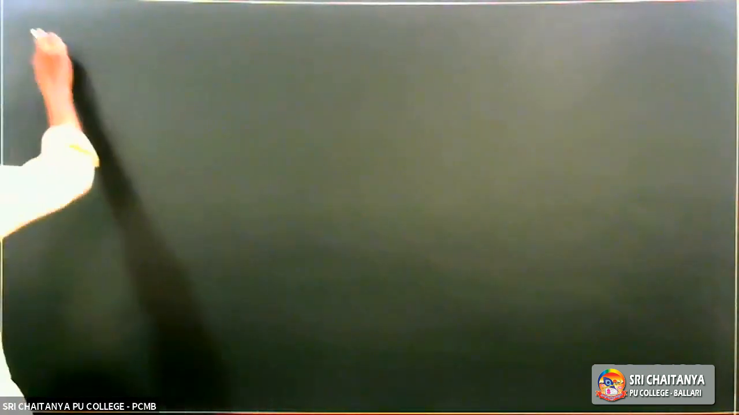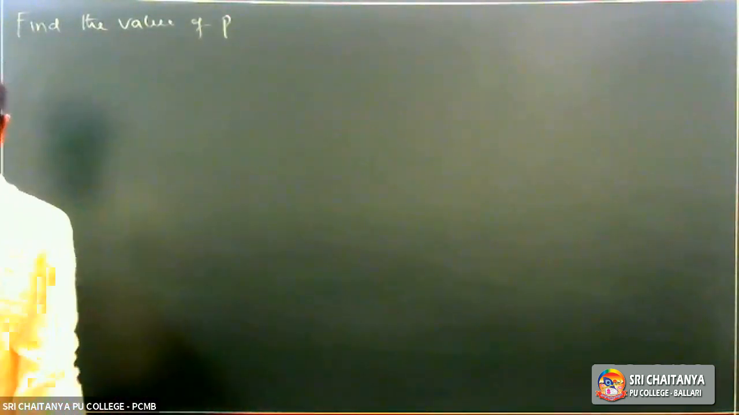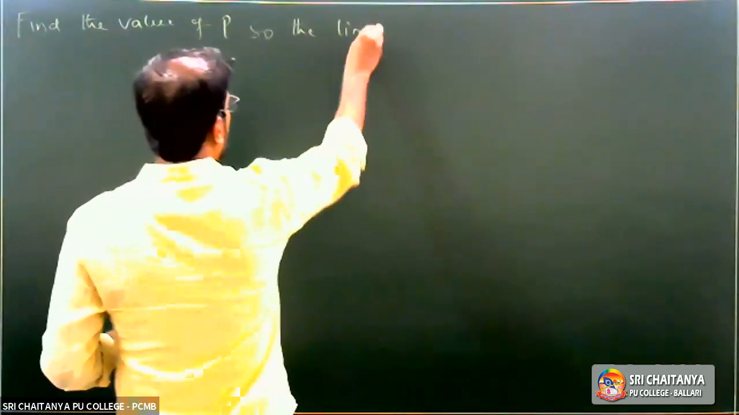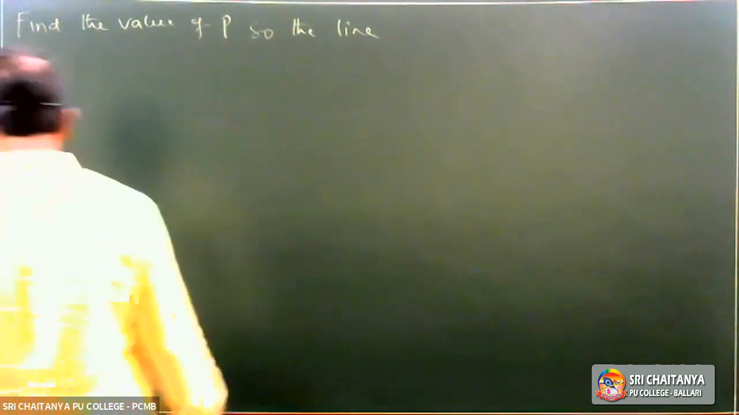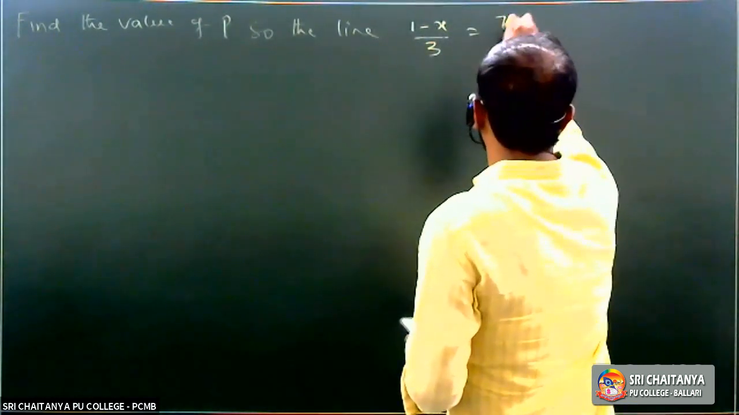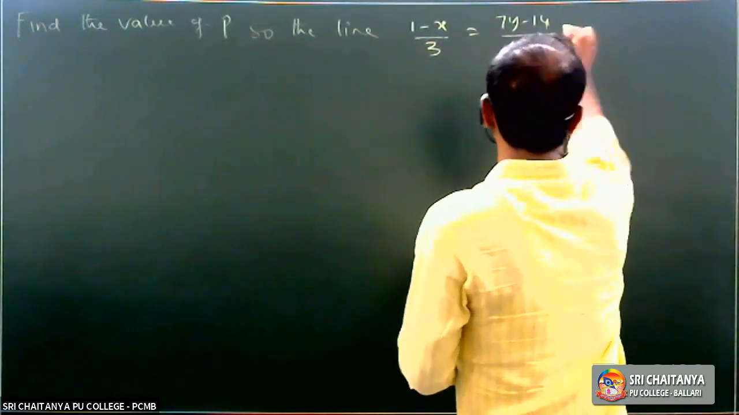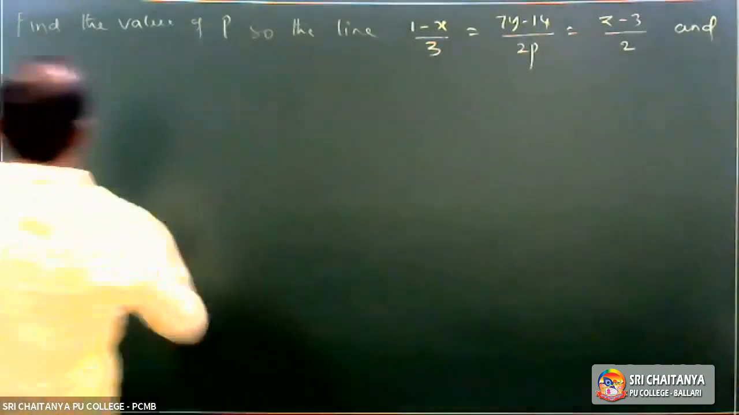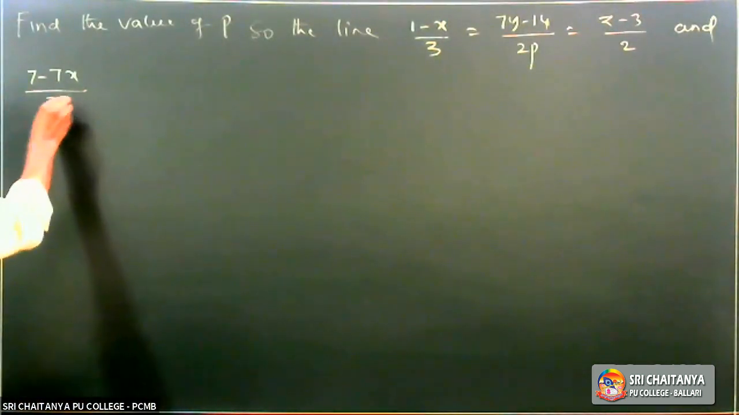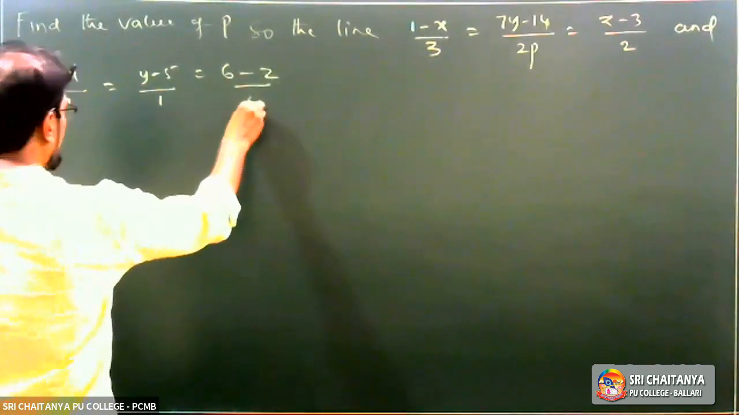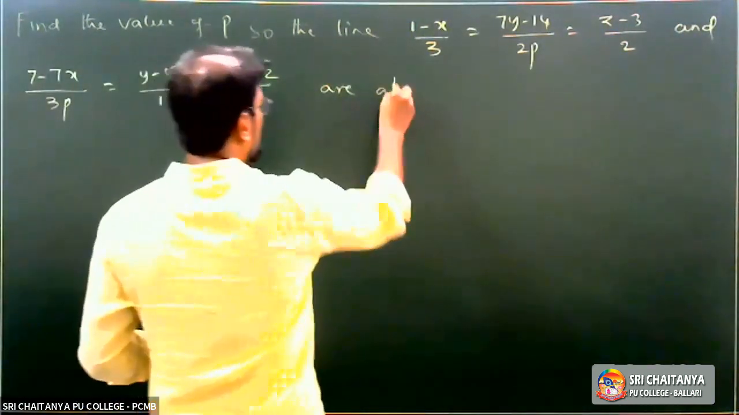Find the value of p, very important. So the lines (1 minus x)/3 = (7y minus 14)/2p = (z minus 3)/2 and (7 minus 7x)/3p = (y minus 5)/1 = (6 minus z)/5 are at right angles.